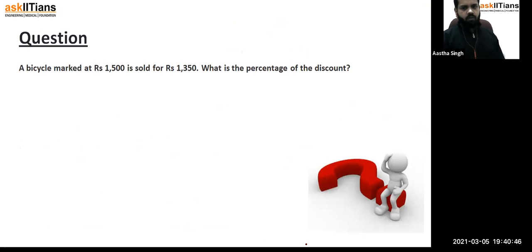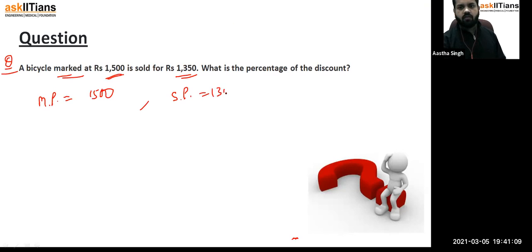Again, a question is there for you. First, try to do it by yourself. A bicycle marked at this much is sold at this. So basically, your market price is 1500. Your selling price is what? 1350. What is the percentage of discount?